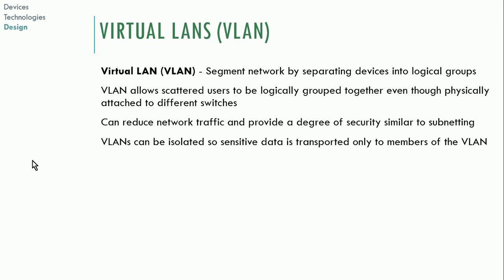If you were using subnetting alone and you have two different subnets connected to the same switch, theoretically those devices could still talk to each other. They could still communicate with one another. But with some switches, you can isolate that using VLANs.